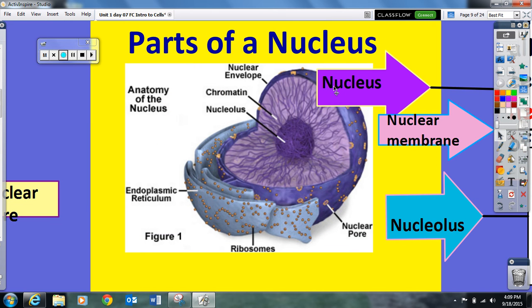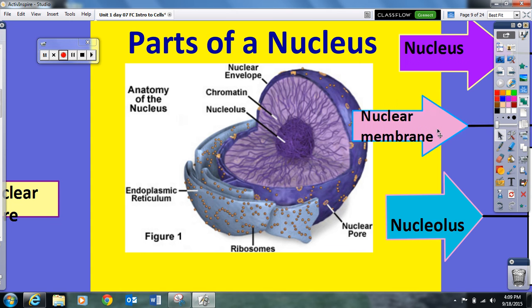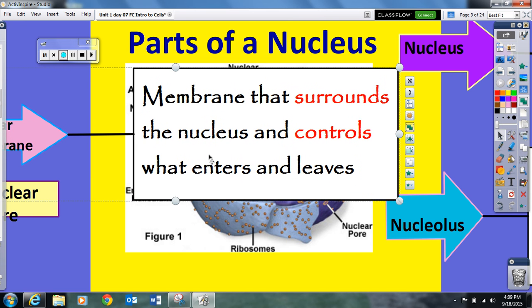Next, we have the nuclear membrane. The nucleus also has a membrane, just like the cell does, and it does a similar job. It surrounds the nucleus and controls what enters and leaves the nucleus.